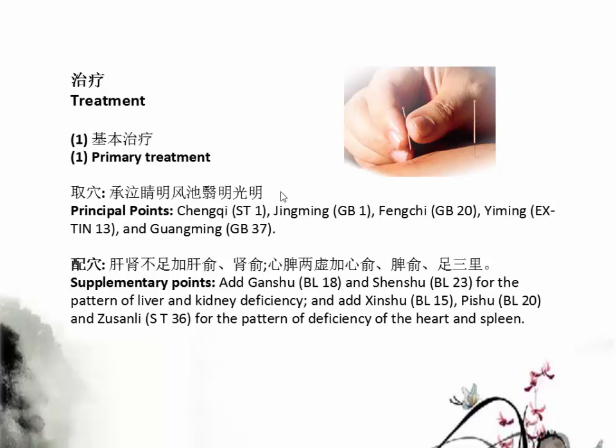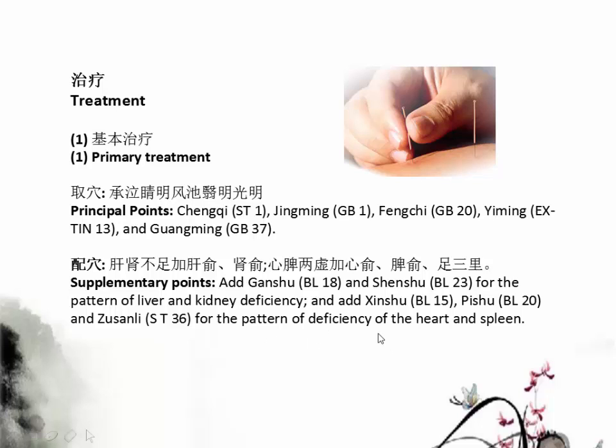Okay, and why do we use gallbladder 37 here? Gallbladder 37 is what point? Luo connecting point. Therefore, it does what? It connects to the liver meridian, right? So this is vision and a major point for improving vision in general. So we will often use this as an additional point.